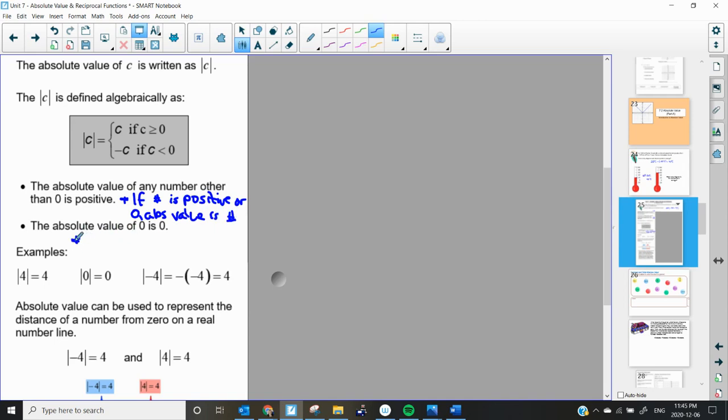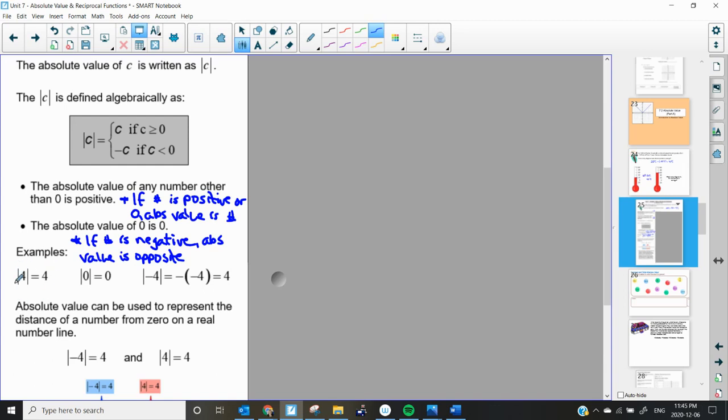But if the number is negative, so we're talking about the number inside the absolute value brackets or absolute value signs. If the number is negative, then our absolute value is the opposite. All right, so let's take a look at some examples here.